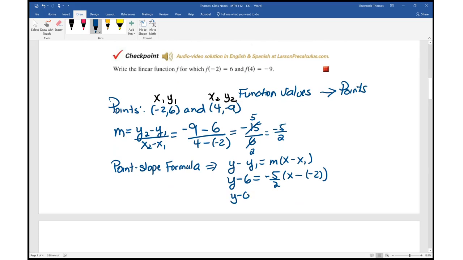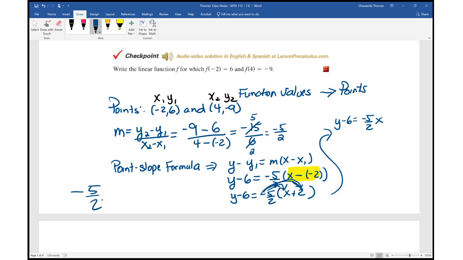Y minus 6 equals -5/2. It's best to take care of this inside first. So that is x plus 2. Then let's distribute. When we distribute, we have y minus 6 equals -5/2 x. And then we have -5/2 times 2. What is -5/2 times 2? We know that 2 is over 1. 2's cancel. So we have a -5 here. -5.